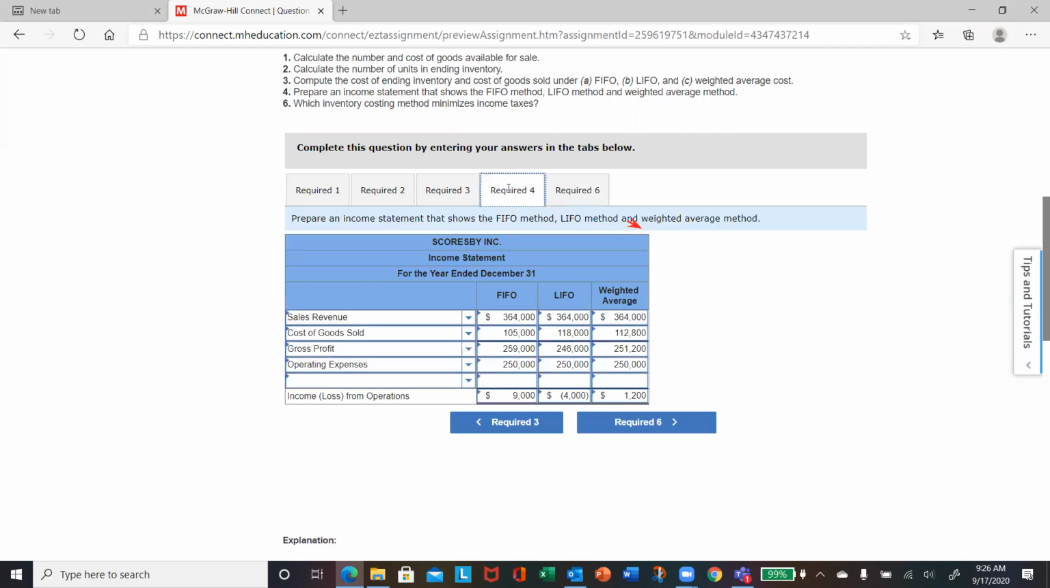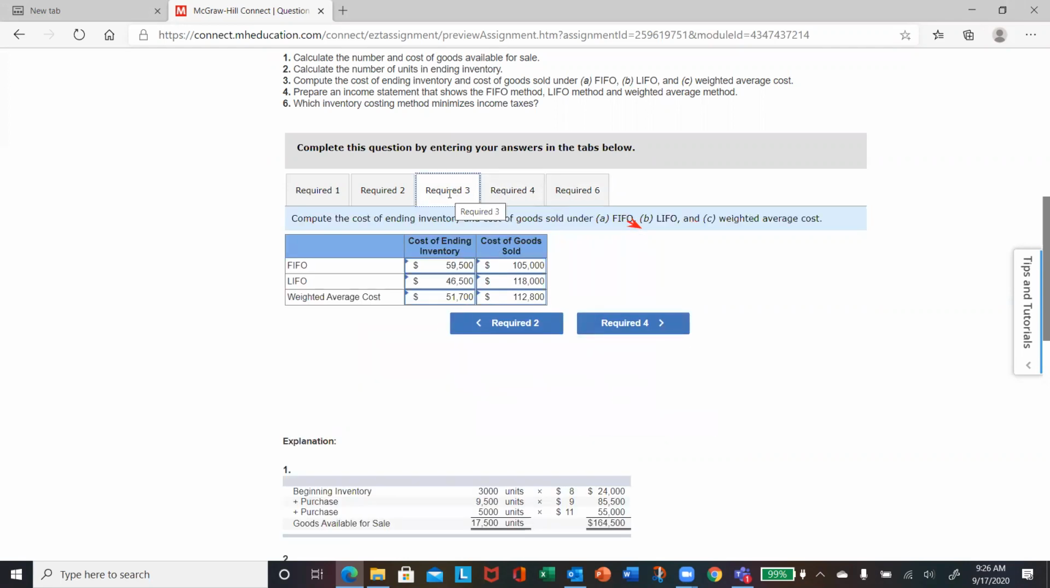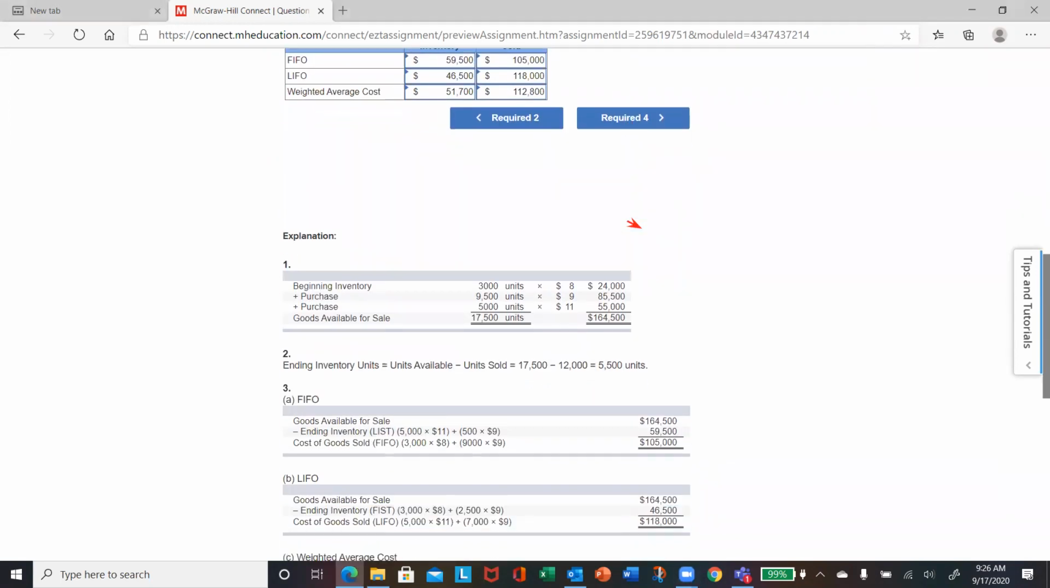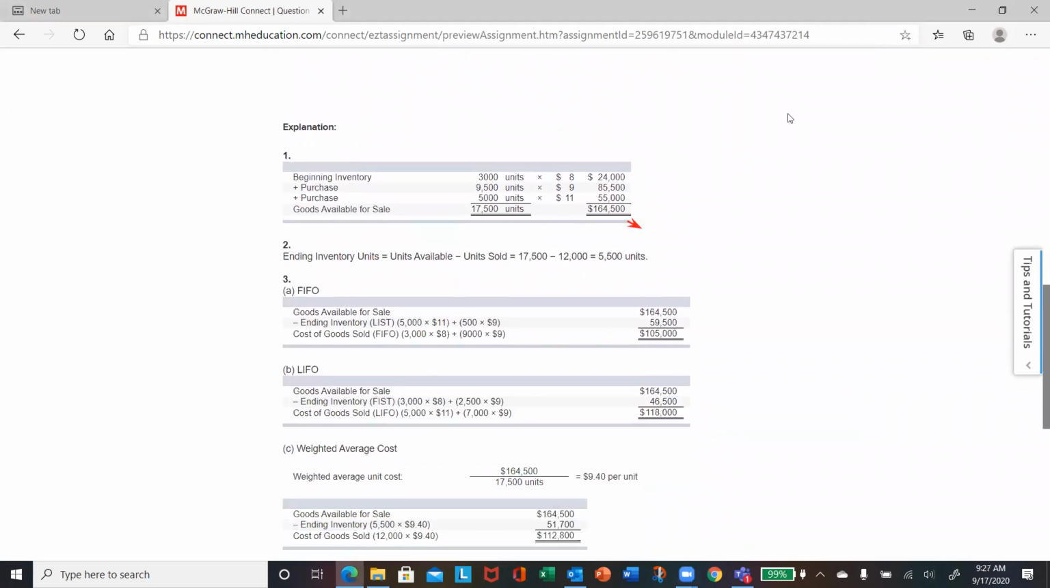But most of the calculations are really coming in parts 3 and 4. And so I just want to go down and I will show you how they're getting these. And this is very similar to the ones we've already looked at. And again, this is the periodic method. So you'll note, at least on the first one, for your calculations, they give you the total units available, and then there's the total cost. And then if they sold 12,000 units, that means that 5,500 units are left. So 12,000 units of sales.